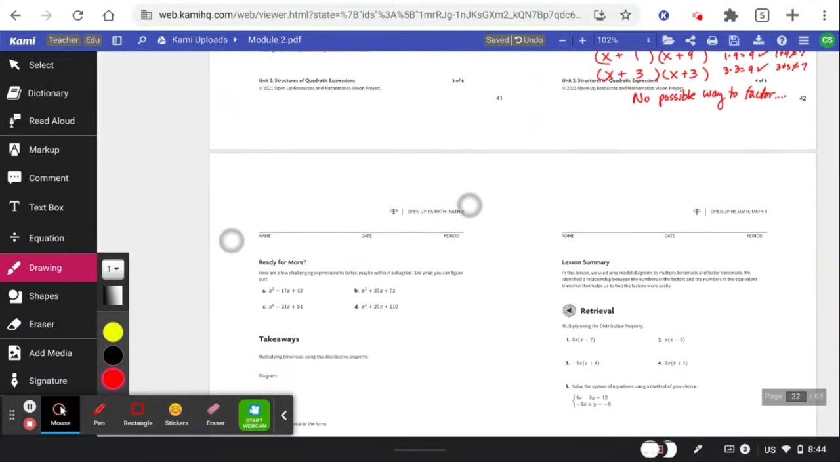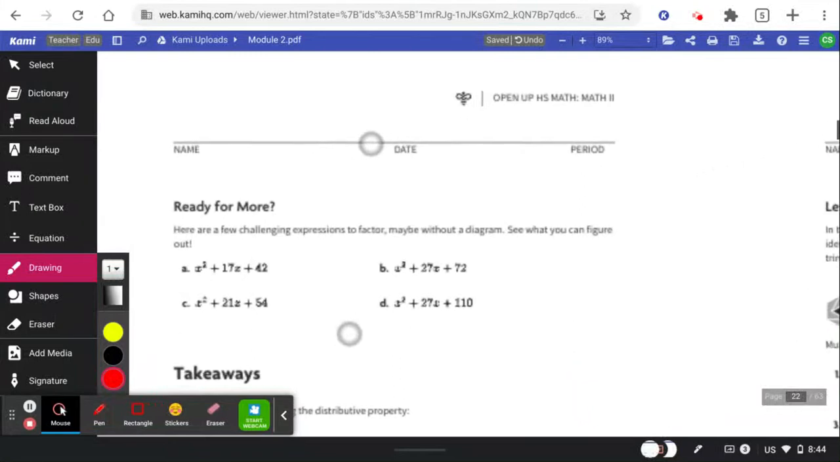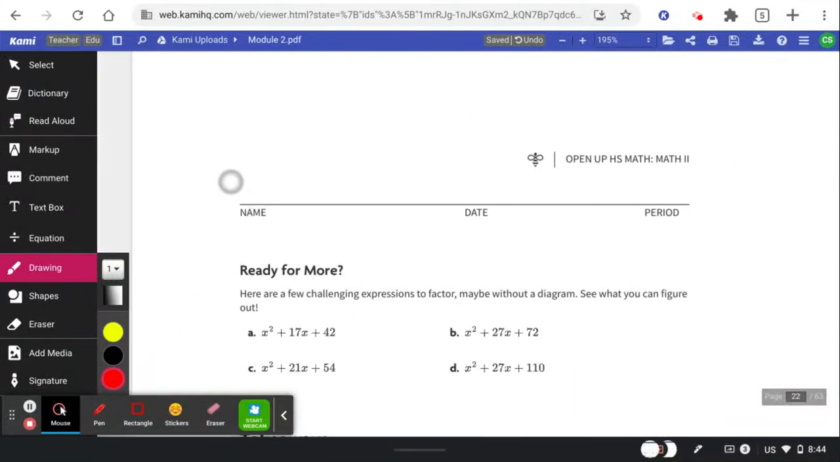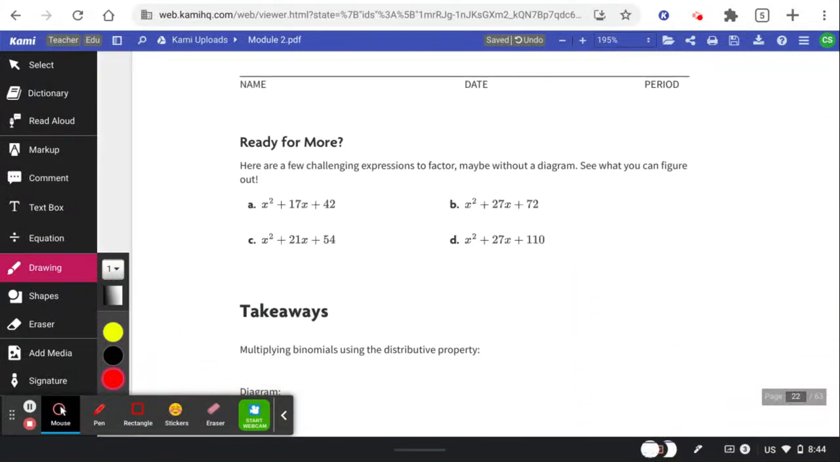Okay, here's some crazy ready for mores. Pause the video for a second and see if you can do these really difficult ones. Remember to make a list of factors if possible. Okay, let's see how you did.